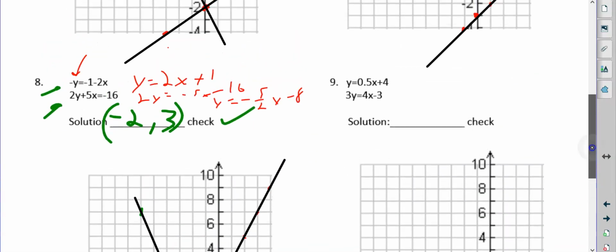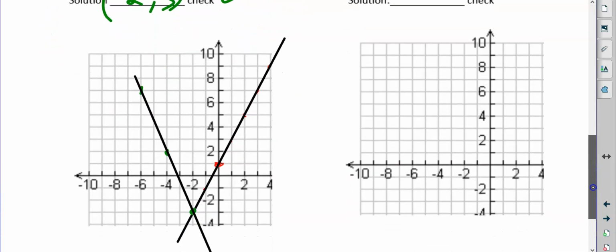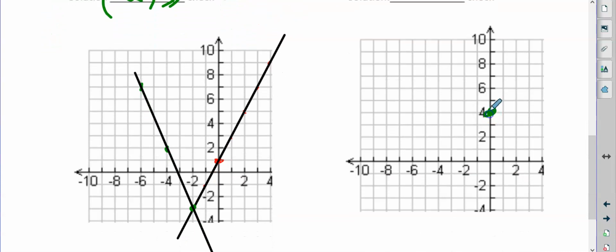And the last one here, we have 1/2 x plus 4. So there's our 4. 1/2 means up 1, right 2, or down 1, left 2. Straight edge.